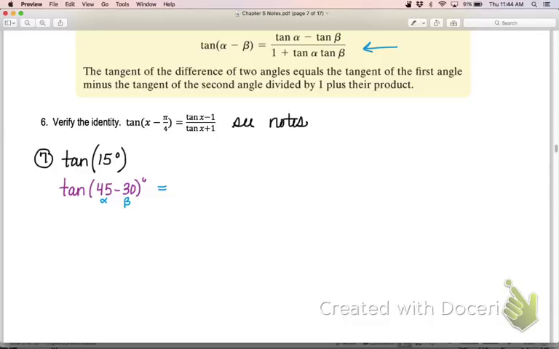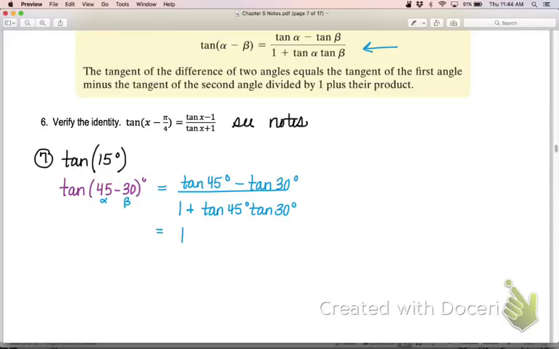So the tangent of alpha is going to be the tangent of 45 degrees minus the tangent of beta, so that's going to be minus the tangent of 30 degrees, all over 1 plus their product. So the tangent of 45 degrees times the tangent of 30 degrees. Okay. So you got to know your tangent values to work this one out here.